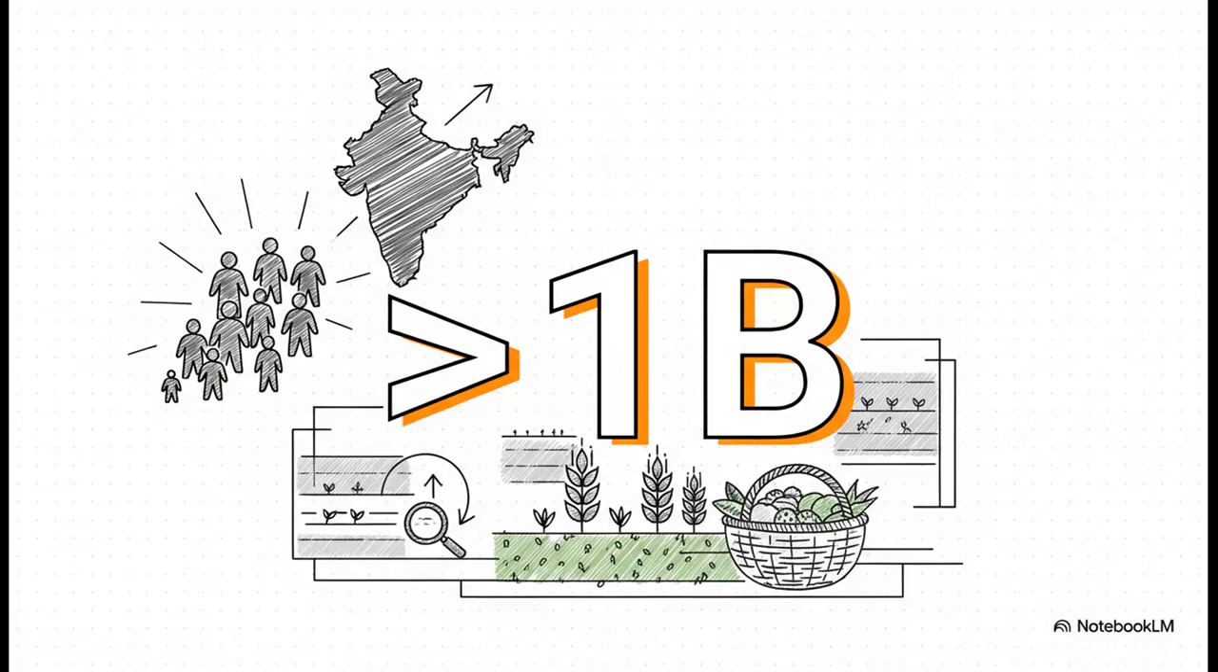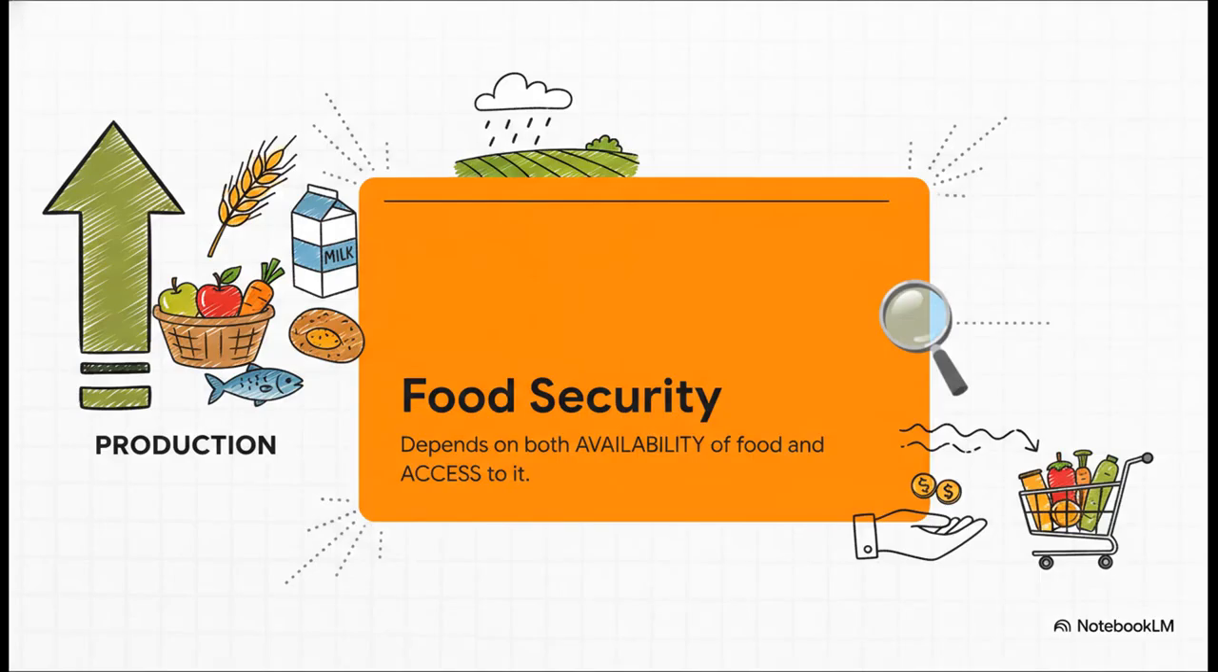India's population, as you know, is over 1 billion, and it is still growing. Now, to feed such a massive population, we need a huge amount of food every single year. But the land we have for farming is limited. It's not increasing, right? So we have to become smarter. We must find ways to grow more food on the same amount of land. And this brings us to a very important concept, food security.